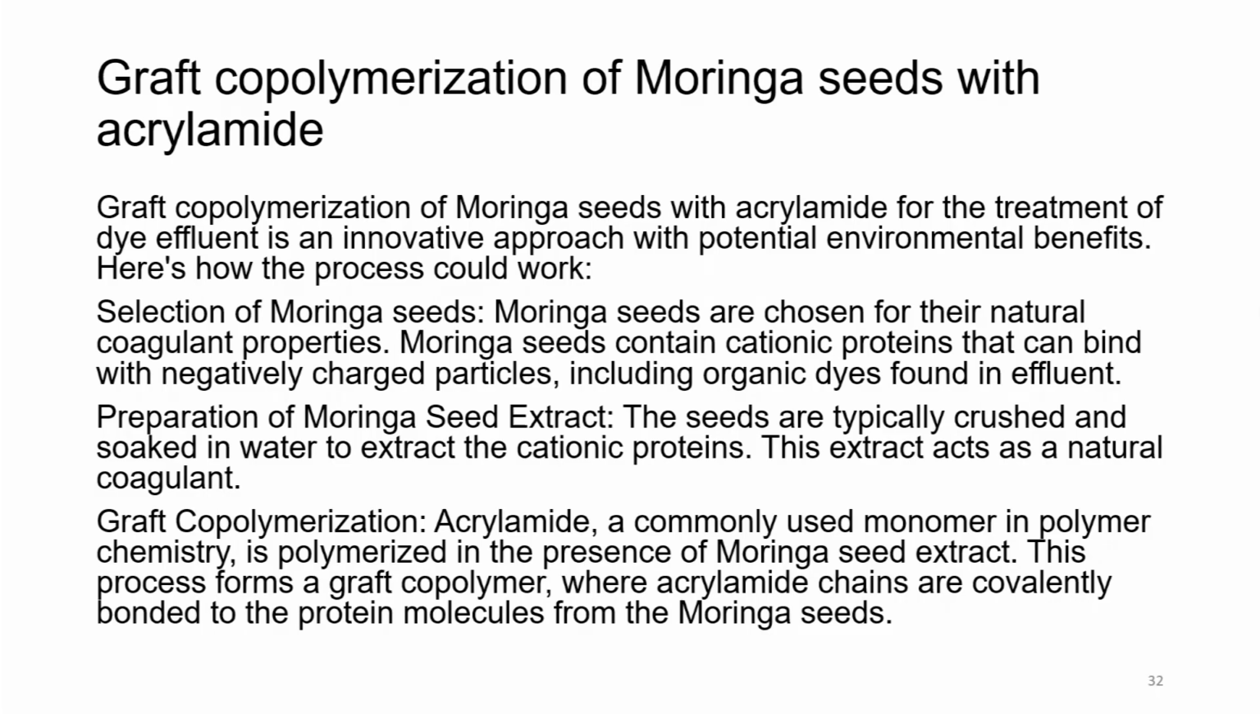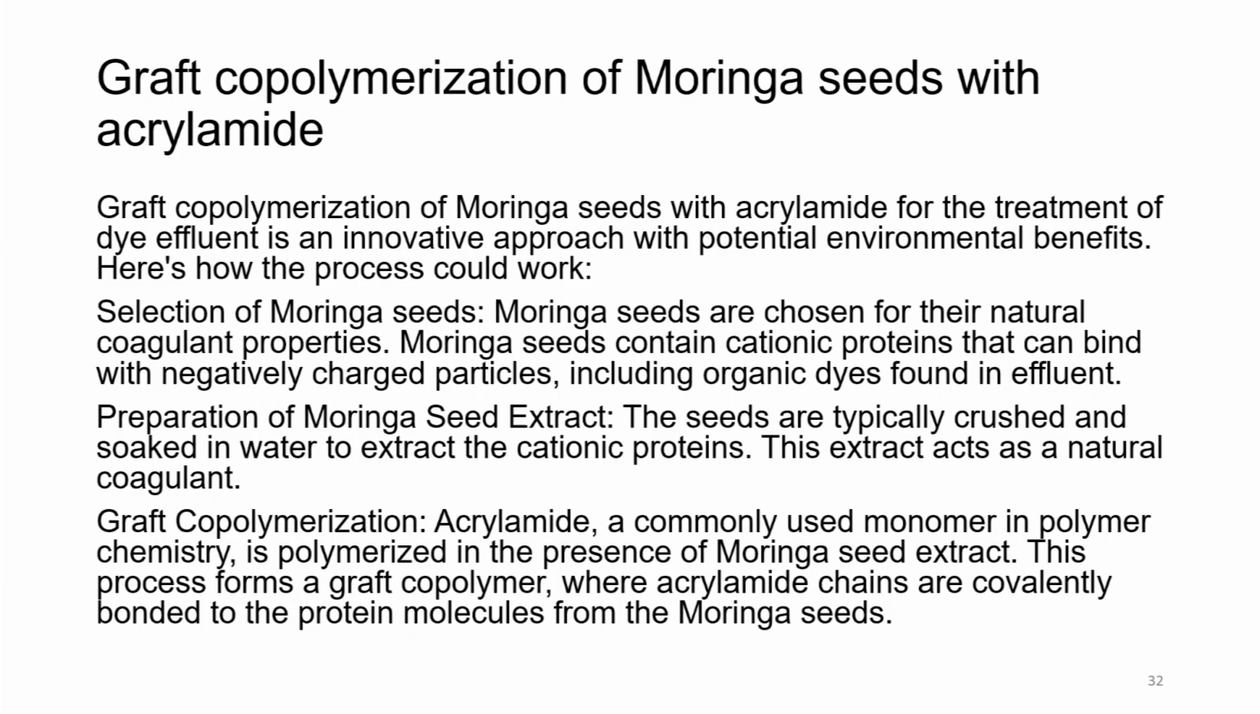Here is how the process could work. Selection of moringa seeds. These moringa seeds are chosen for their natural coagulant properties. Moringa seeds contain cationic proteins that can bind with negatively charged particles, including organic dyes found in effluent.